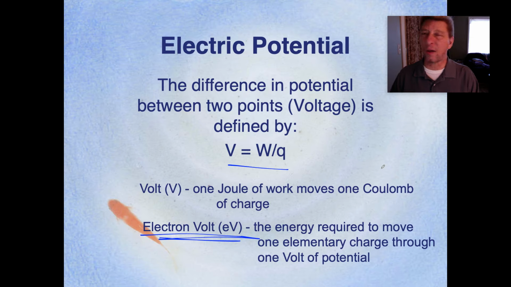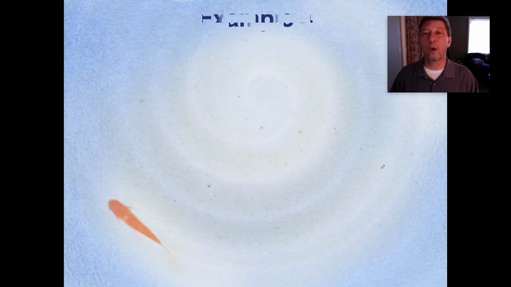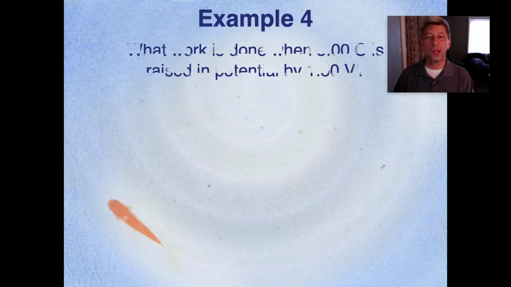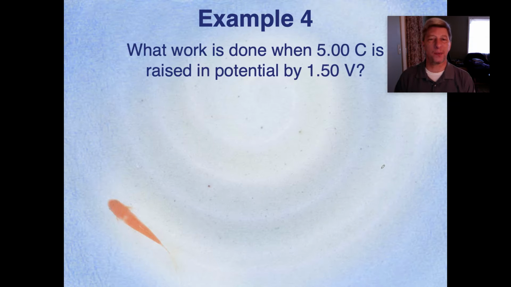Now, that number, 1.60 times 10 to the negative 19th, is the amount of charge in 1 electron, or on 1 proton. So the numbers are similar. 1.60 times 10 to the negative 19th joules is the charge. 1.60 times 10 to the negative 19th electron volts is the amount of energy required to move that charge through 1 volt of potential. Now, this brings us to example number 4.